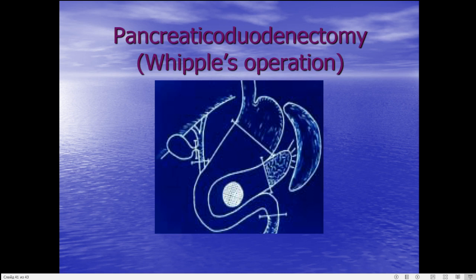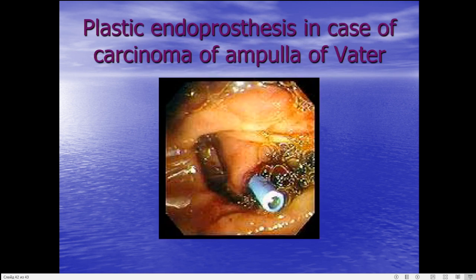Pancreatoduodenectomy, Whipple's operation, including head of pancreas, duodenum, part of stomach, and distal part of common bile duct. Here we leave tail and body of pancreas. We say Whipple operation or pancreatoduodenectomy. Plastic endoprosthesis in case of carcinoma of ampulla of Vater.